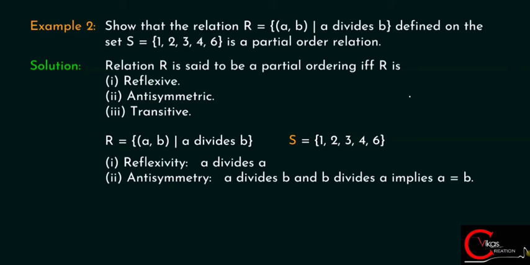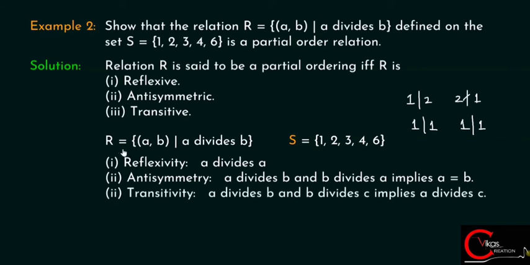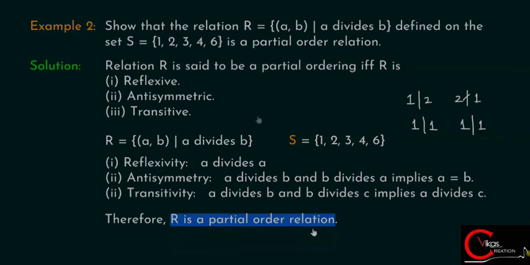Let's see one example. We know that 1 divides 2, right? But 2 does not divide 1. But if we say that 1 divides 1 and 1 divides 1, then obviously they are equal, right? That is why it is possible. So if A divides B and B divides A, then this implies A is equal to B, right? Apart from this, the relation is transitive as well. If A divides B and B divides C, then A divides C. There's no doubt about this. So this relation is nothing but a partial order relation.